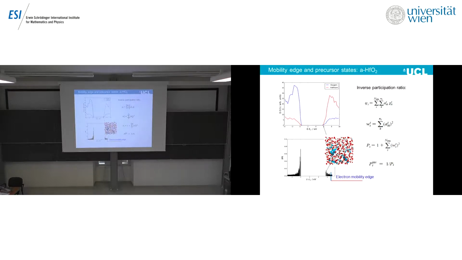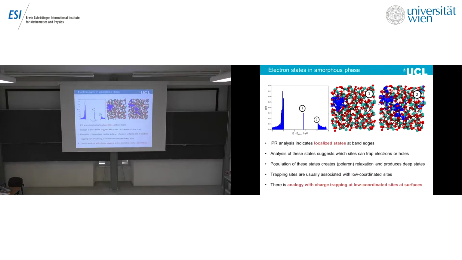You can see that in this case, it's amorphous hafnia. At the top of the valence band and also at the bottom of the conduction band, you have some localized states which look like that. And then you have also delocalized states. I'll come back to this, but there is a fundamental notion of mobility edge, which one needs to deal with in these materials, because these states here are localized, but then there is a band of delocalized states and a mobility edge, etc.